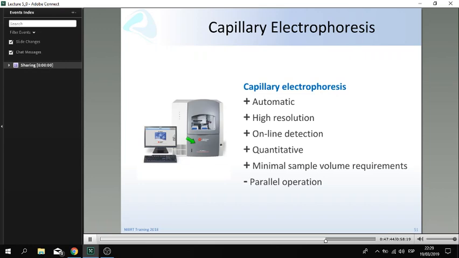You do need to put microliters of samples so it can be injected, but you're not using all of that sample. One disadvantage is you don't have that parallel operation. So you can't run all of your samples at the same time like on a gel. Every sample is a new injection. Even though it is quicker compared to running a gel, it still takes time because you need to inject every sample separately.